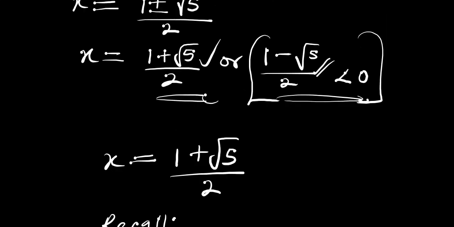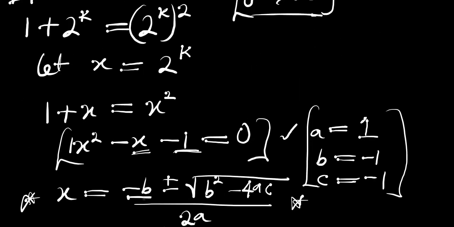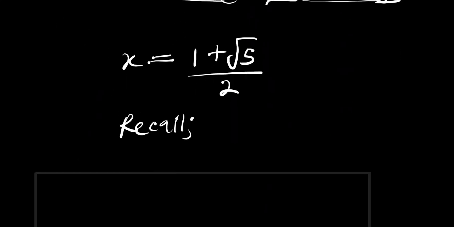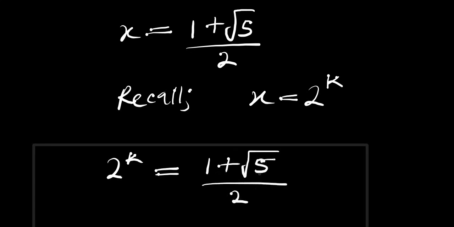let me get us back there. We had x equals, look at it here, 2 to the power of k. So I'm going to get that and make use of it. So we have x equals 2 to the power of k. That means we are going to have 2 to the power of k equals (1 plus root of 5) divided by 2. Have you seen that?